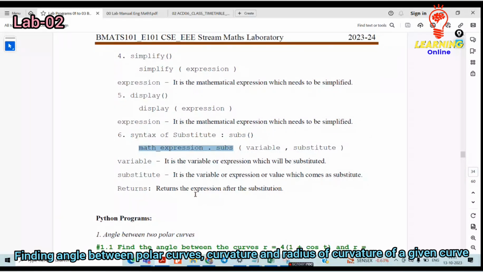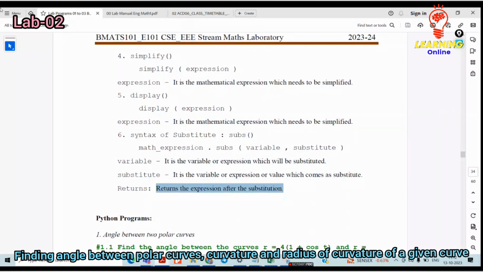A variable is whatever variable or expression is to be considered as a substitute. That itself is treated as the variable. The second thing is the substitute: the variable or expression which becomes the replacement. Return is what is presented after the completion of that expression. That is to be treated with respect to the return.